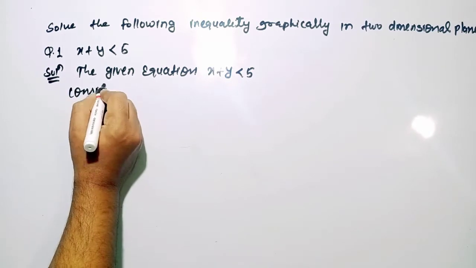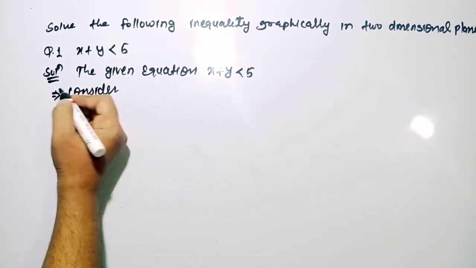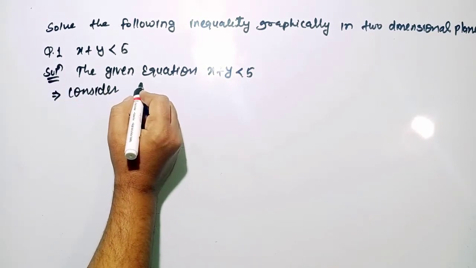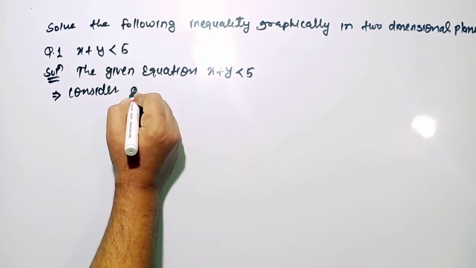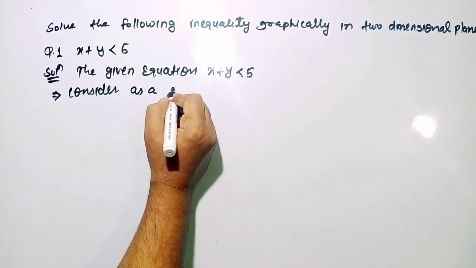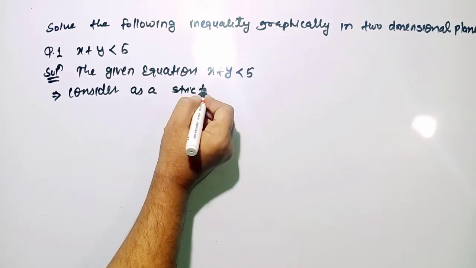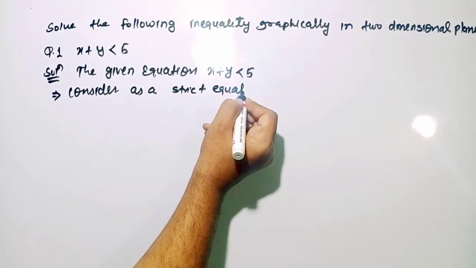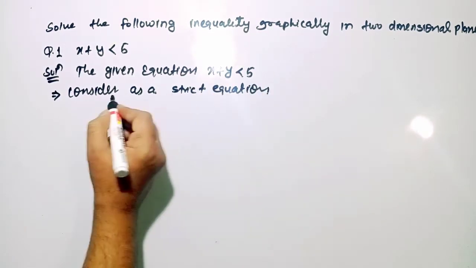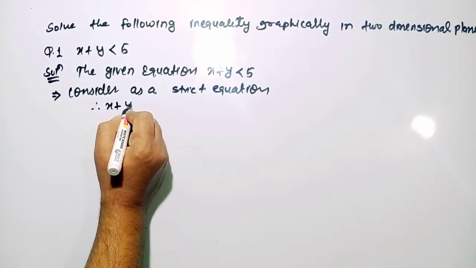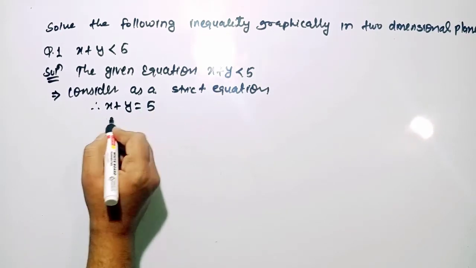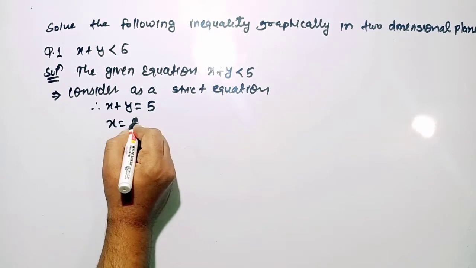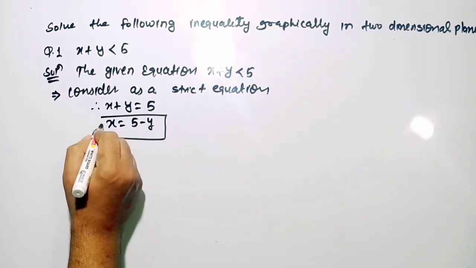So we will consider this as equal, because the next step is to equate the sign. So x plus y is equal to 5, right? This is considered as a strict inequality. This is our first target. Then x plus y is equal to 5, we will equate the sign, so x is equal to 5 minus y.